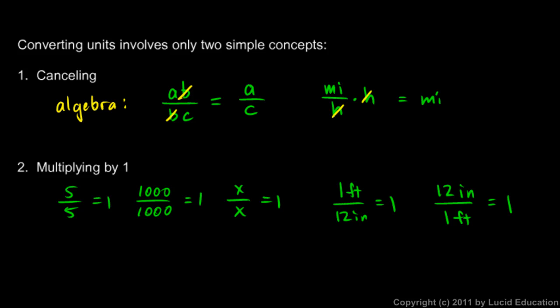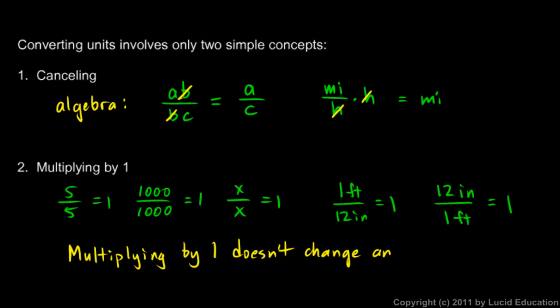Now here's the main idea. Algebraically, you need to know this. If you take something and multiply it by 1, multiplying by 1 doesn't change anything. And of course you knew that already, but we need to point it out here because that's a key fact that comes into play here. Multiplying by 1 doesn't make anything any bigger or any smaller.